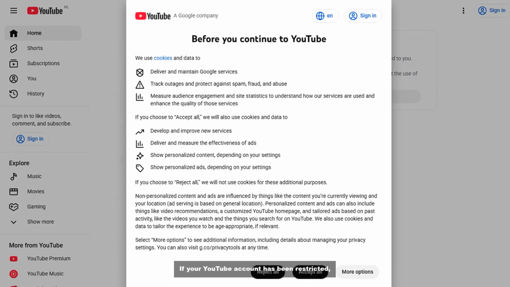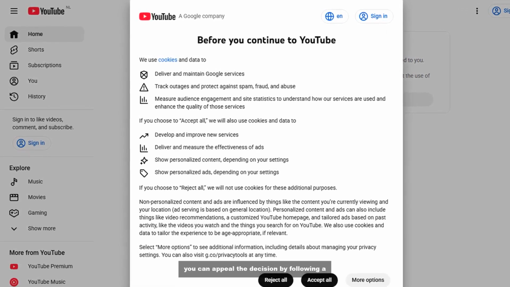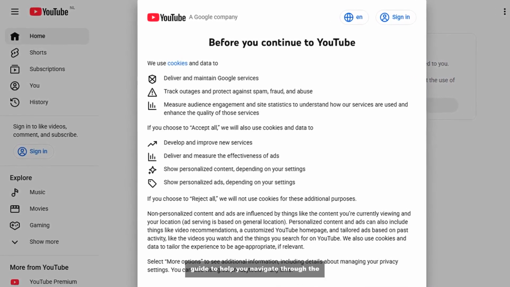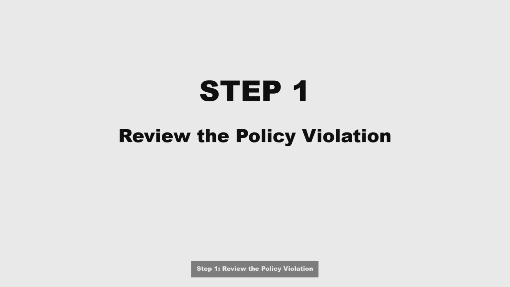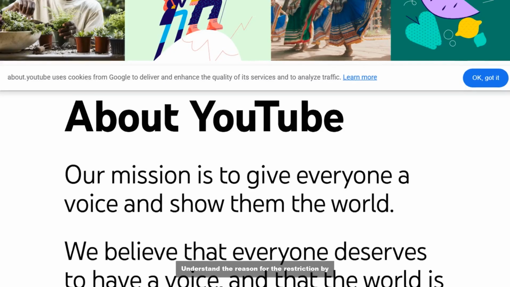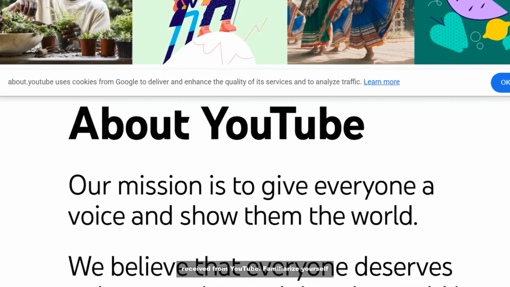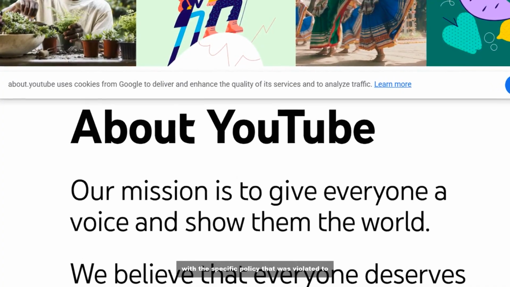If your YouTube account has been restricted, you can appeal the decision by following a straightforward process. Here is a simple guide to help you navigate through the appeal. Step 1. Review the policy violation. Understand the reason for the restriction by reviewing the email or notification you received from YouTube. Familiarize yourself with the specific policy that was violated to strengthen your appeal.